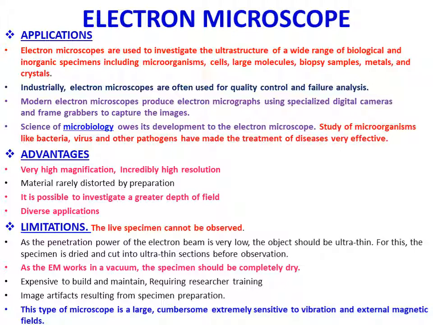Image artifacts result from specimen preparation. This type of microscope is large, cumbersome, and extremely sensitive to vibrations and external magnetic fields. There should not be any other magnetic sources nearby, since it is a large instrument using a vacuum and an electromagnetic field. There should not be any other electromagnetic vibrations near it that could damage the electron microscope. Thank you.